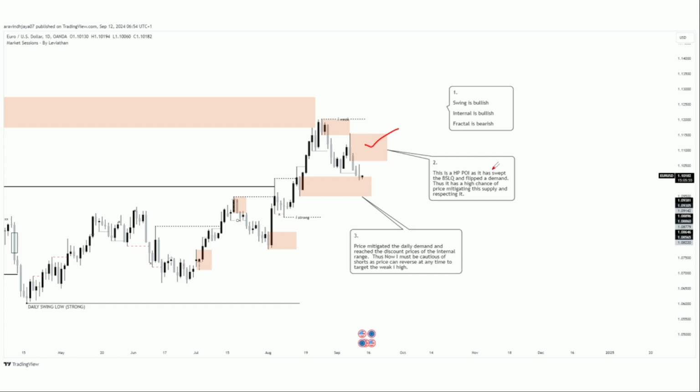This is a POI that has swept buy side liquidity, and this is the buy side liquidity that has been swept, and that's flipped the demand. So this is the demand, but it has flipped it. Thus, it's a high chance of the price mitigating the supply and respecting it. To mitigate the supply, the price must go bullish, and to go bullish, it can take 2 to 3 candles. So this can give me a directional bias that today is going to be bullish.